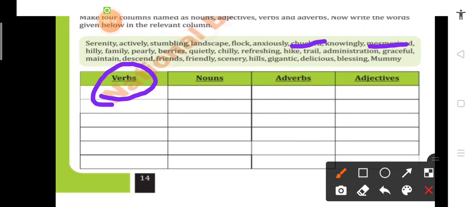Let me see. So you have to find it by yourself where the verbs are. Got it? So the next one is nouns. Okay, nouns are the naming words, name of anything. So like landscape, flock. Okay, then any other noun is blessing, mommy. So these all are nouns. Friends. Okay, so these all are nouns.